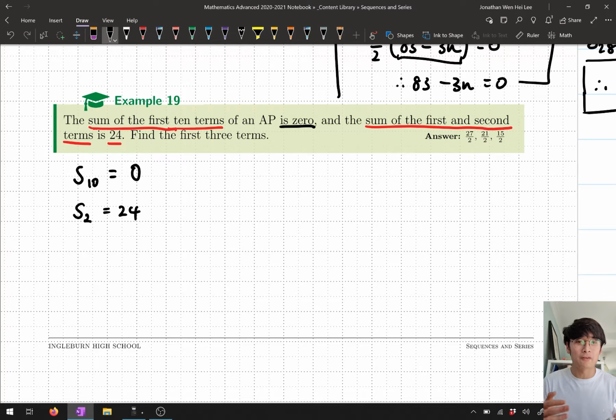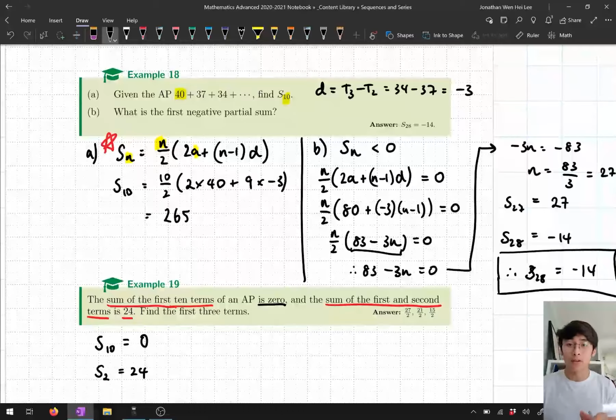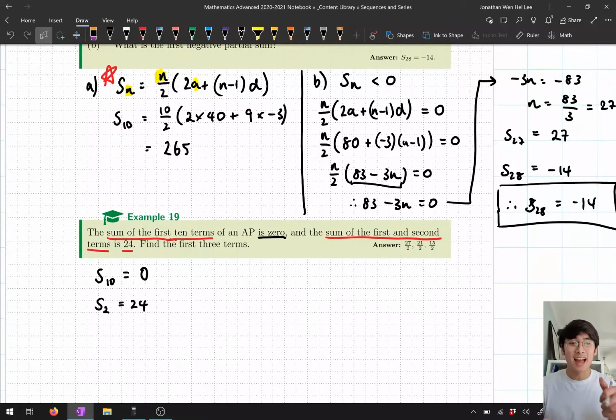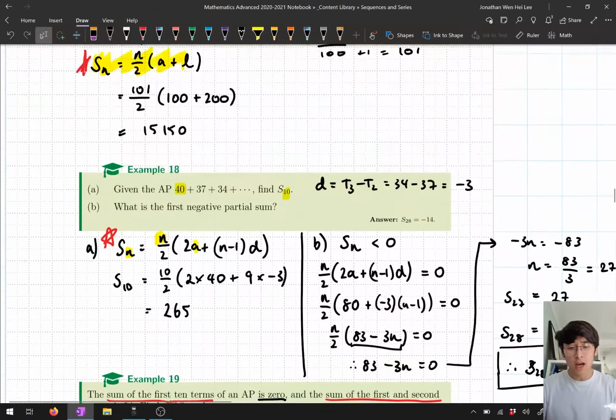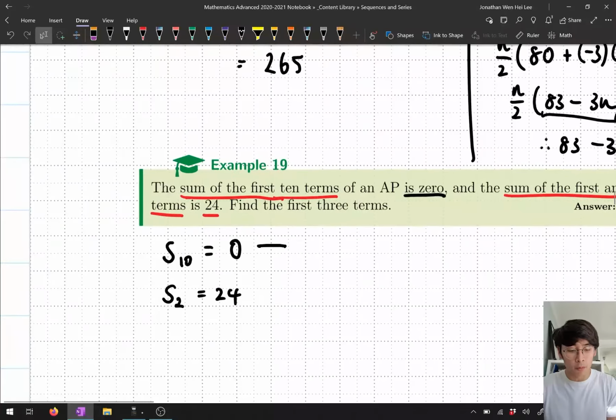Well, in order for me to find those first three terms, I actually need a bit more information. I need to know what the starting term in this sequence is, and I also need to know what the common difference is because it's an arithmetic progression. So in order to do that, I'm going to rewrite S10 and S2 using our rule that we came up with over here, this formula. And in particular, because I want to find our starting term and that common difference, I'm going to use this second version that we have here.